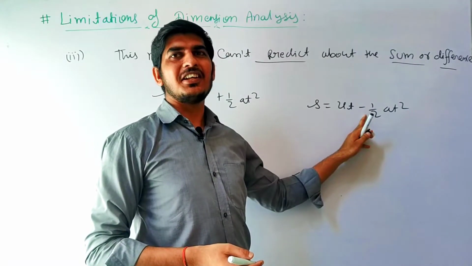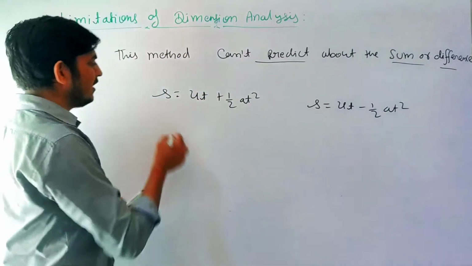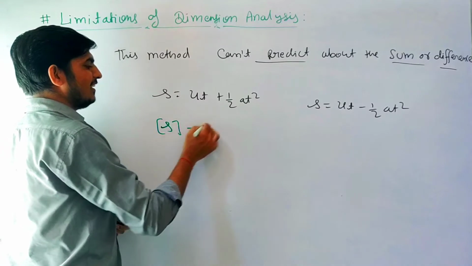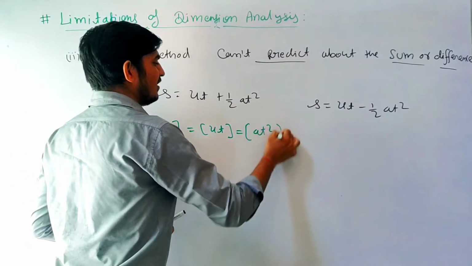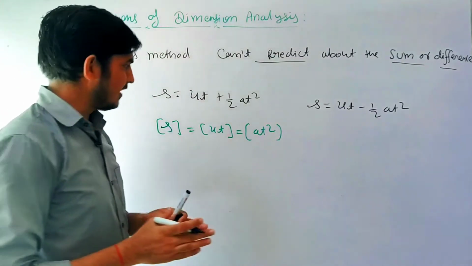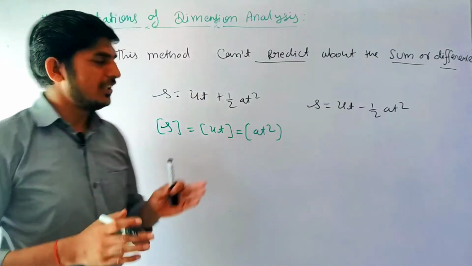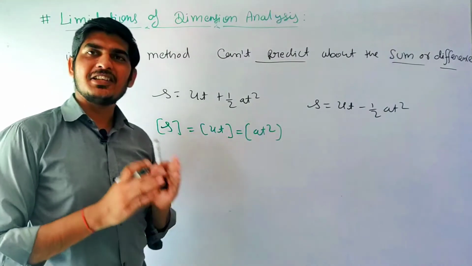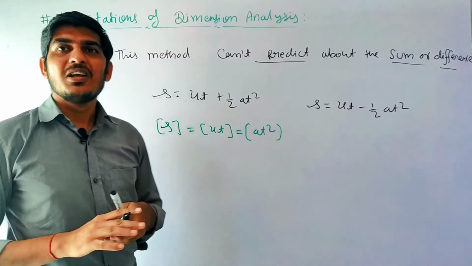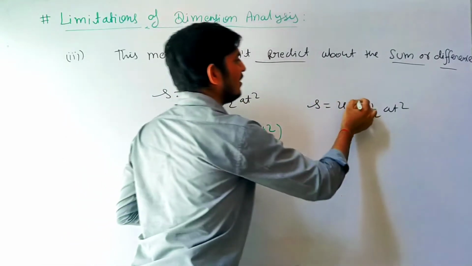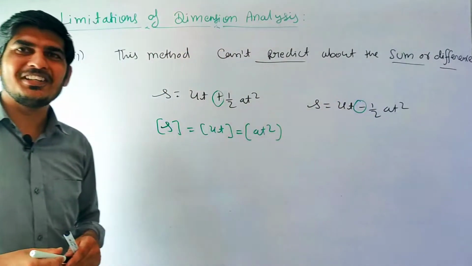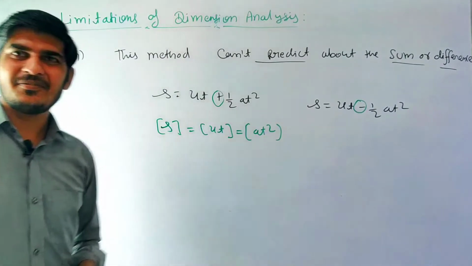Dimensional analysis can't say whether you will use a positive sign or negative sign, sum or difference. It can check whether the dimensions of s, ut and at square are correct or wrong, that is, dimensionally it is correct or not, but it can't say whether it will use a positive sign or negative sign. Got the point? Yes. Next, let's move on.